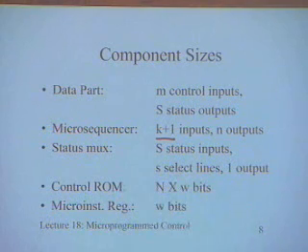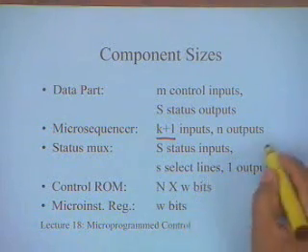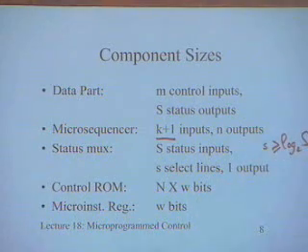Status multiplexer: we have another component which selects which status I am considering. So as status inputs, there are S select lines. Here the number of select lines is greater than or equal to log 2 S.